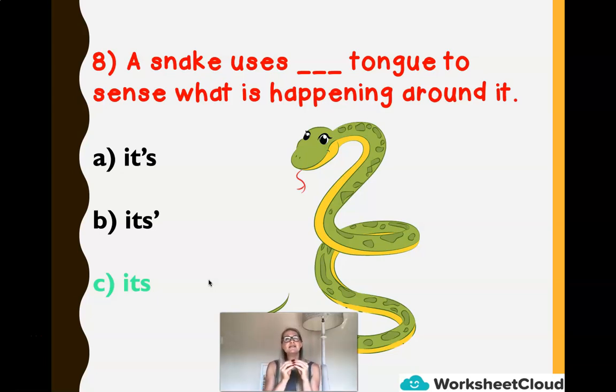So the word it is quite an important one, because if we said apostrophe S in this situation, because it's a very common contraction, right? And if I used A, then I would unpack it's into it is, and I said a snake uses it is tongue to sense what is happening around it. It doesn't necessarily make sense. Okay, so this is a little bit of an exception to the rule. If we say the word it's, and then we unpack it and we put it in the sentence and we see, does it make sense if it is an apostrophe S? Because it's is quite a very popular contraction. And so we say it is C, its with just the S after the T.